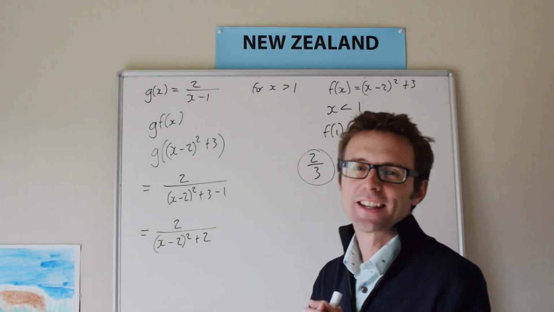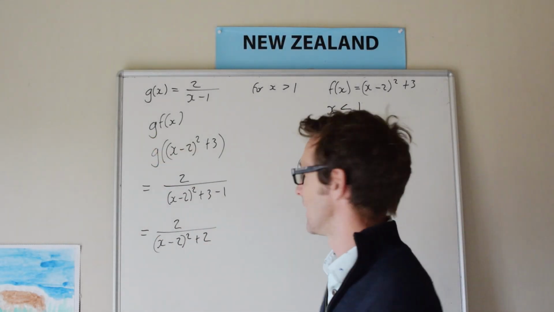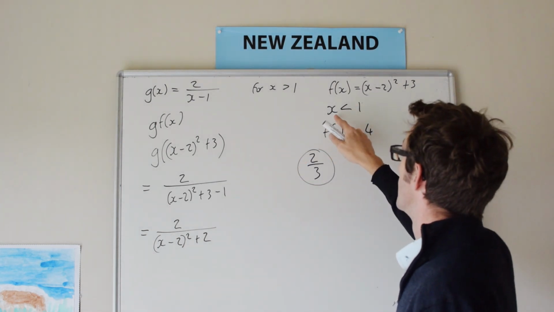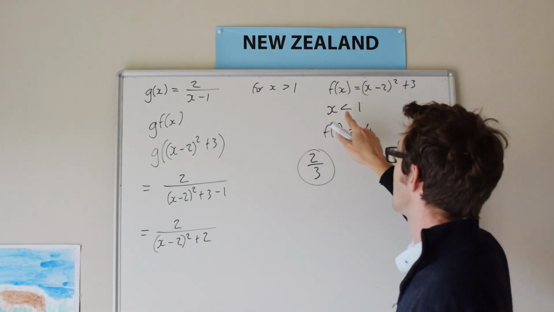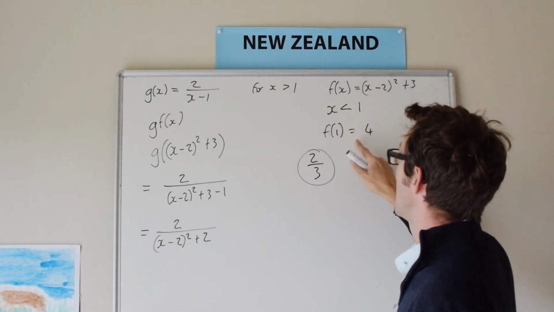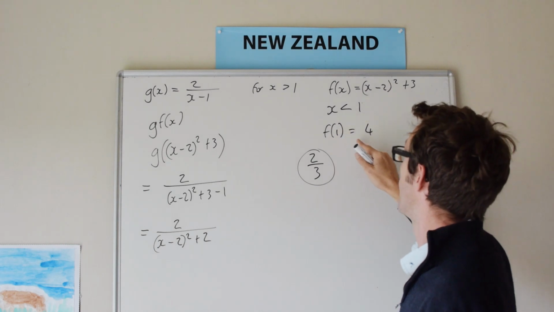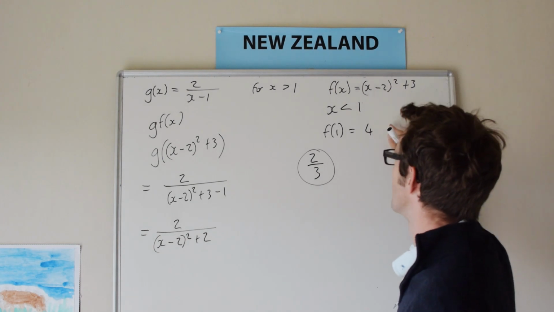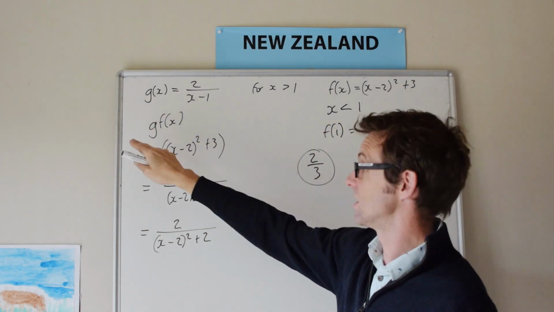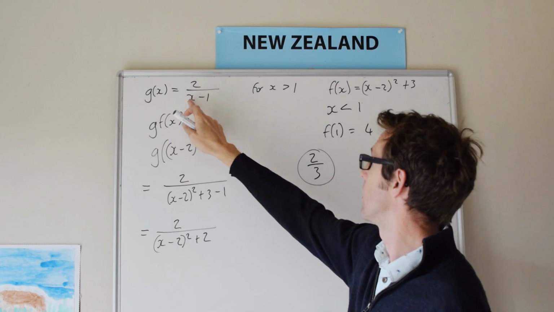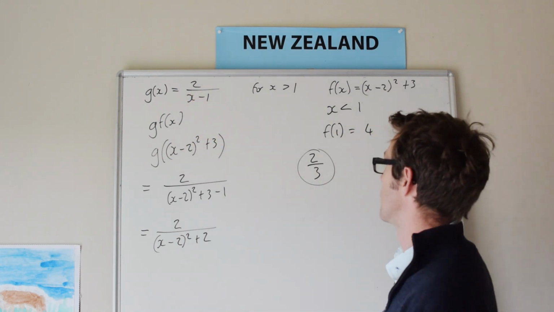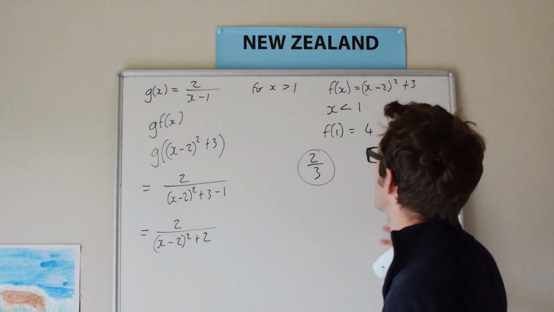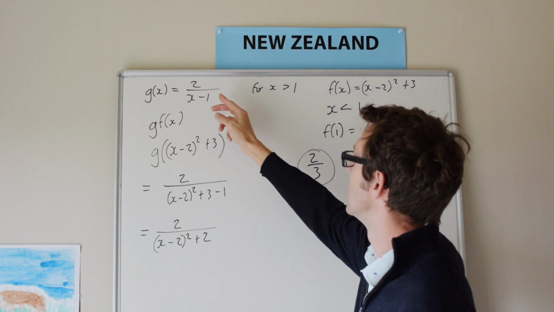So the last part of the question is to find the range of this composite function here. Well, I've just written up a few points here. We know that for this function x is less than 1. So when we plug in 1 we get 4. 1 minus 2 is minus 1. Minus 1 squared is 1. Plus 3 is 4. And then we plug that into g(x) to get our composite function, and we get 2 over 4 minus 1, which is 2 over 3. And then what you want to do to find out the range is see what's happening with this function as we plug in other numbers into it.